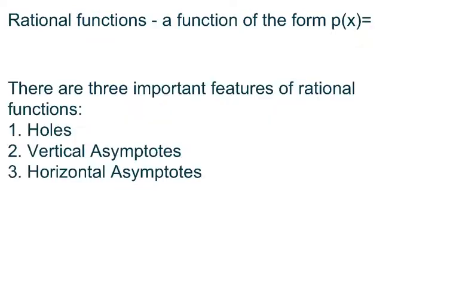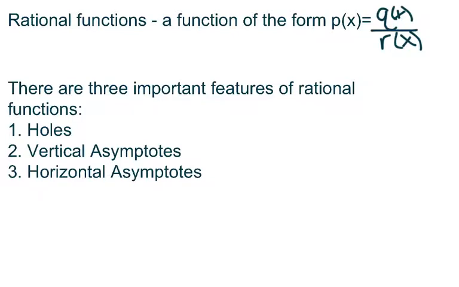Okay, so rational functions, a function of the form p of x equals, it's usually going to look like this. It's a little weird why they do this, but it's just a fraction. That's all it is. So it's got a numerator, q of x. It's got a denominator, r of x. So you're just putting a bunch of different expressions together.